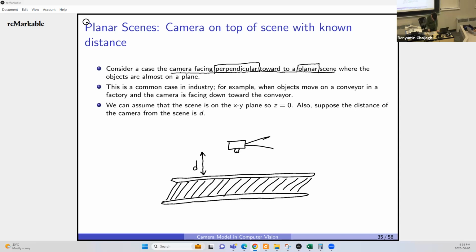And we can assume, these are assumptions I'm making, that the scene is on the XY plane. I can decide where the origin is. So let the planar scene be on the XY coordinate. Therefore, Z equals 0 for the whole scene. Also, suppose the distance of the camera from the scene is D, like this.